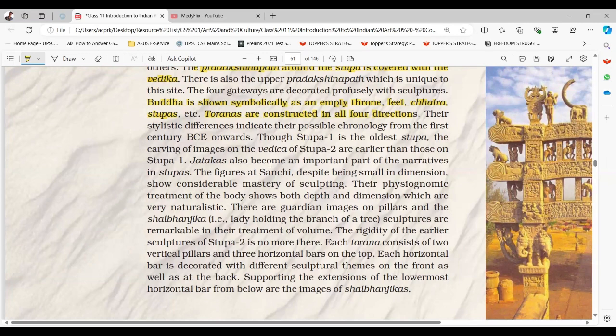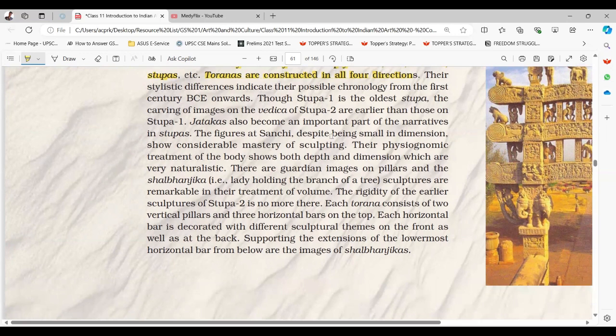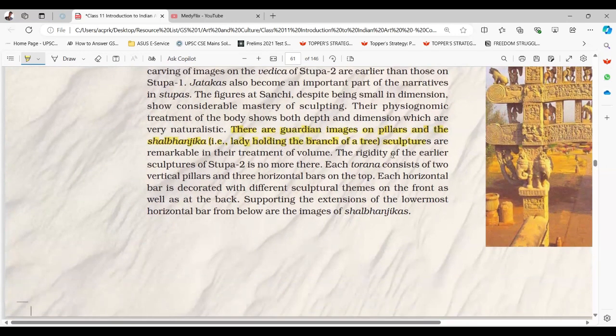Jatakas also become an important part of the narratives in stupas. The figures at Sanchi, despite being small in dimension, show considerable mastery of sculpting. Their physiognomic treatment of the body shows both depth and dimension, which are very naturalistic. There are guardian images on the pillars, and the Shalabhanjika, that is the lady holding the branch of a tree. Sculptures are remarkable in their treatment of volume. The rigidity of the earlier sculptures of Stupa 2 is no more there.